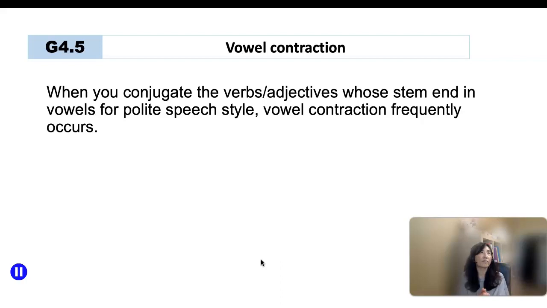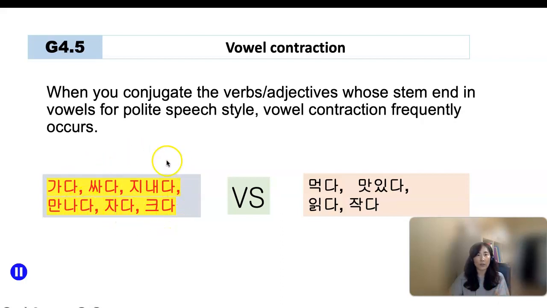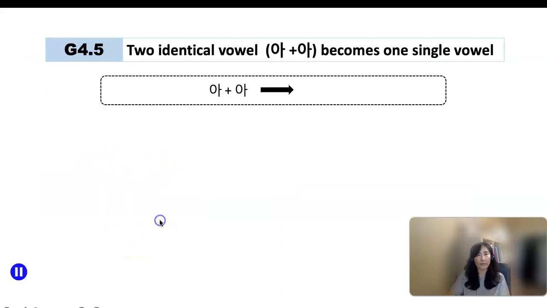먹다 and 넓다 and those kinds of things. And today we are working on these kinds of verbs: 가다, 싸다, 지내다, 만나다, 자다, 크다. What is the common feature of these predicates? Notice that the stem ends in a vowel, no consonant at the end. 가다, 싸다, 지내다, 만나다. So we are going to focus on these verbs and adjectives.